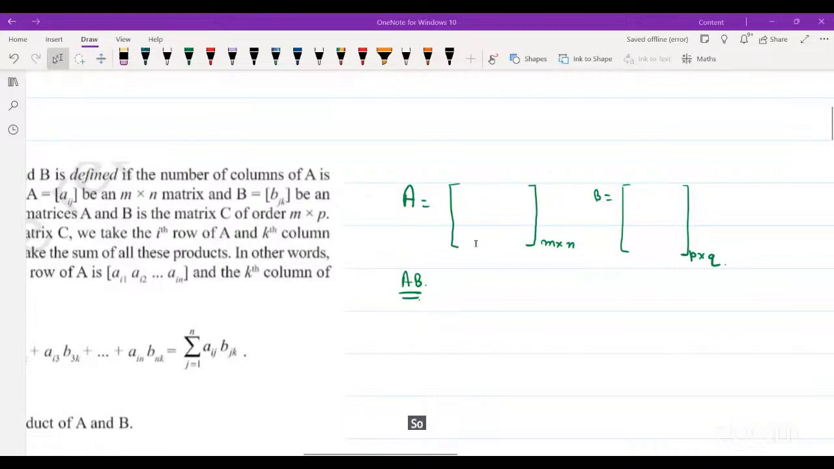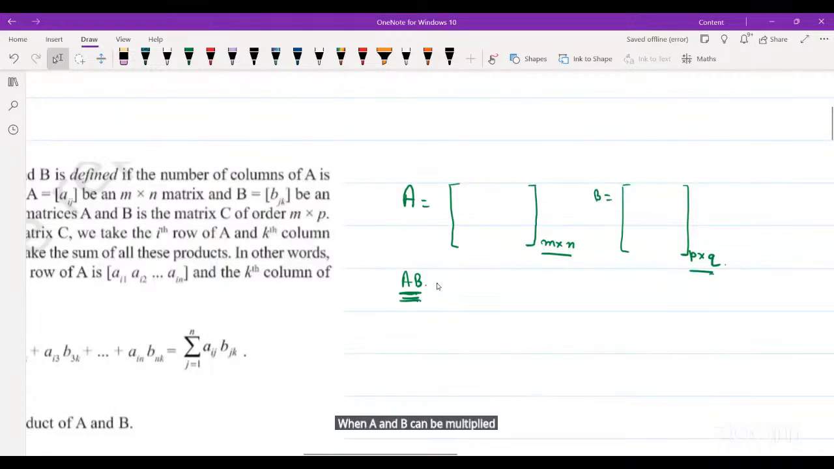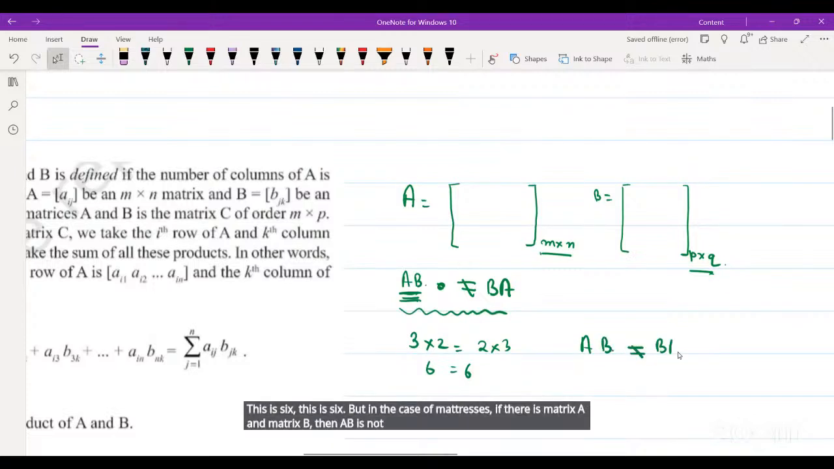So basically, if there are two matrices of order m by n and p by q, when the product of AB is defined, product of AB to be defined means when can we find the value of AB? When A and B can be multiplied. See, first thing in matrices, AB is not equal to BA. Like in simple algebra, we can write 3 into 2 is equal to 2 into 3. This is 6, this is 6. But in the case of matrices, if there is matrix A and matrix B, then AB is not necessarily equal to BA.